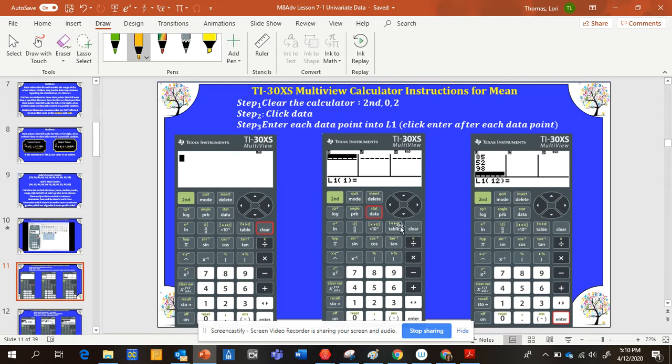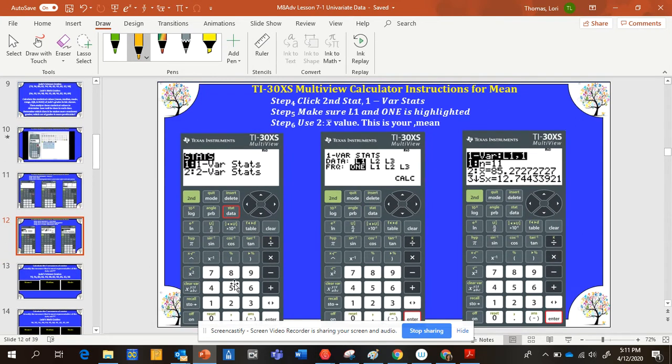So you're first going to get your TI-30SX, and you can clear it by clicking second, 0, and then 2, and that will clear its memory. Then you're going to click data, right here, the data button, and you're going to enter all your statistical data points. So all of Jude's science grades are going to be first. As you enter them in, after you enter the number, you click enter each time. And so as you can see, all his grades are in this L1. That stands for list 1.